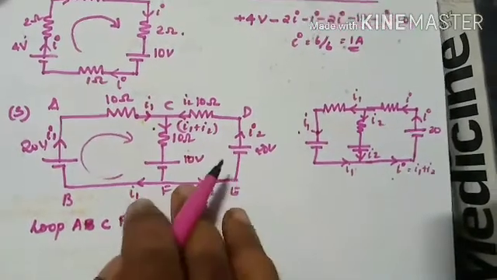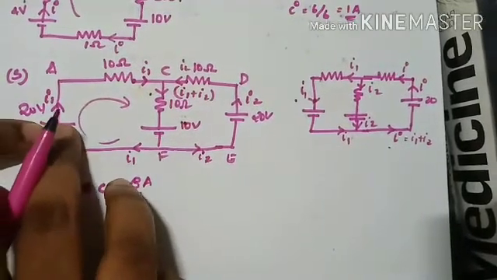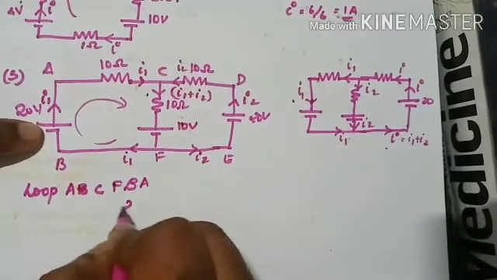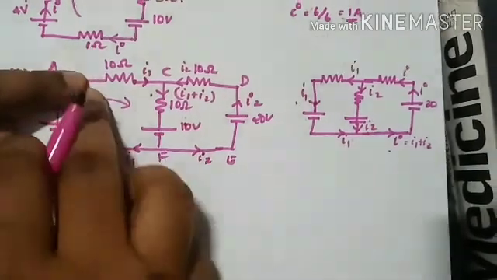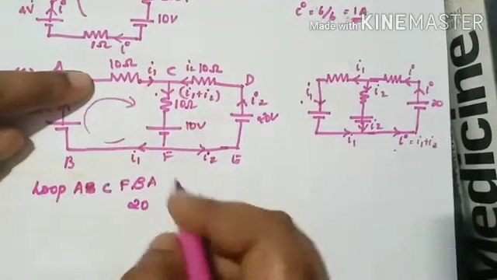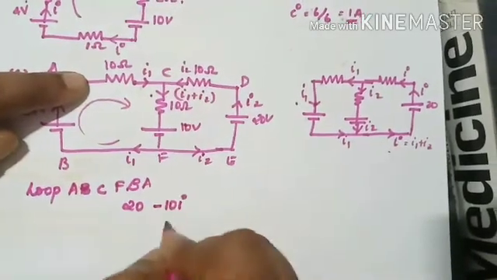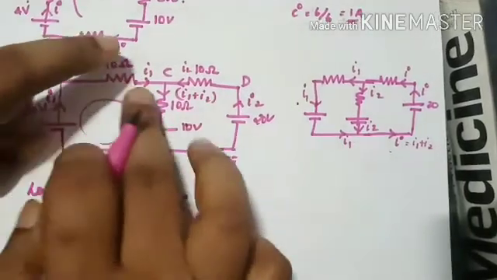How are you going to write the equation? I'm going in the same direction, from negative to positive. Good thing. That means I write it as plus 20. Then I have reached this resistor. I'm going in the same direction as that of the current I1. That means it is minus 10 I1. That is IR. Right?